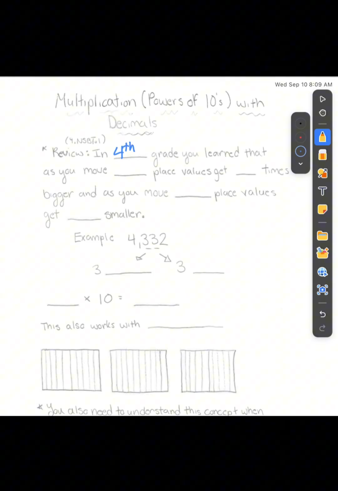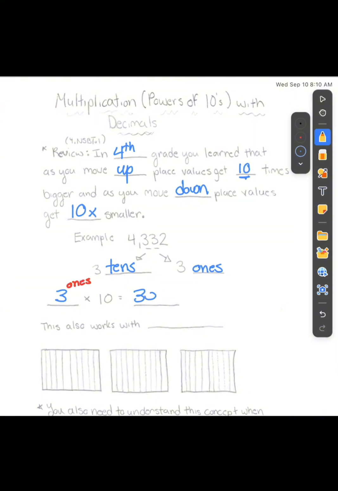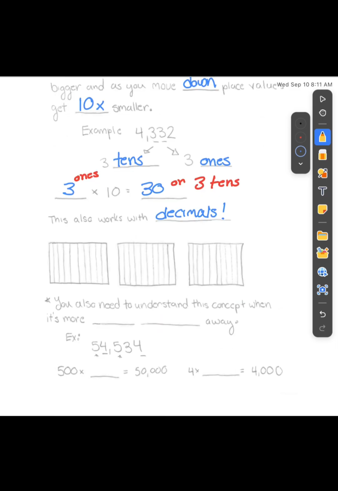Okay, in fourth grade, you learned that as you move to the right, as you move up, the place values get 10 times bigger. As you move down, the place values get 10 times smaller if you have the same digit. For example, if you have 3 tens or 3 ones, the 3 tens is 10 times bigger than the 3 ones because 3 times 10 is 30. Now, the same thing also is true with decimals.